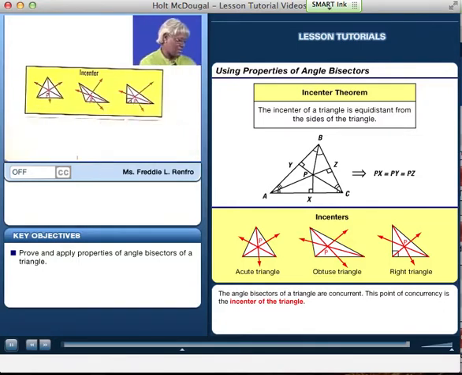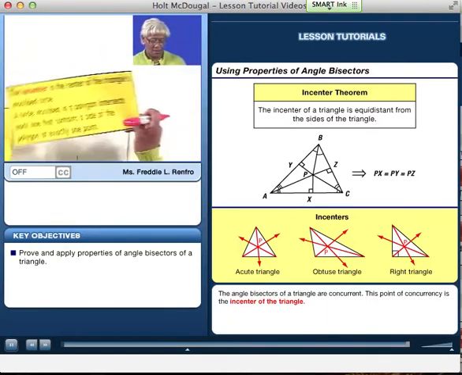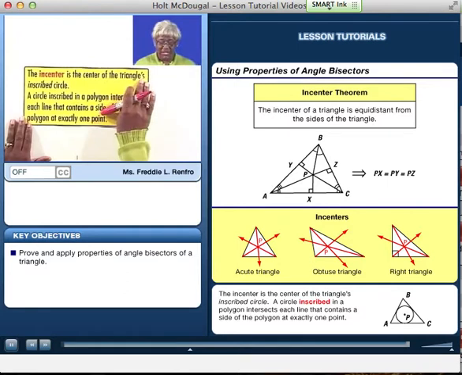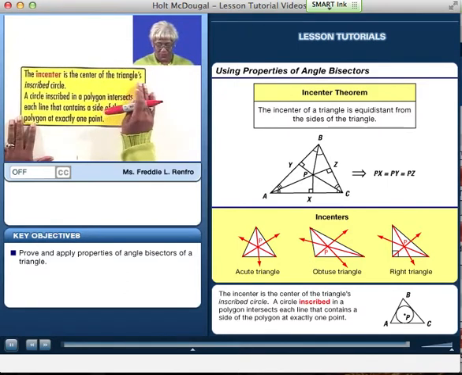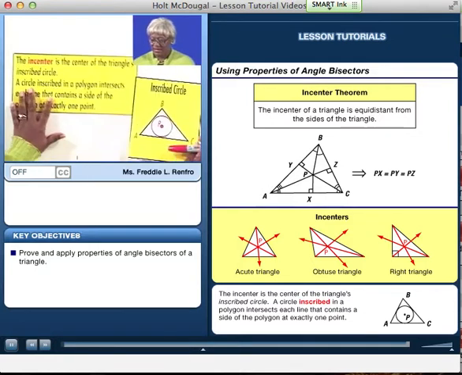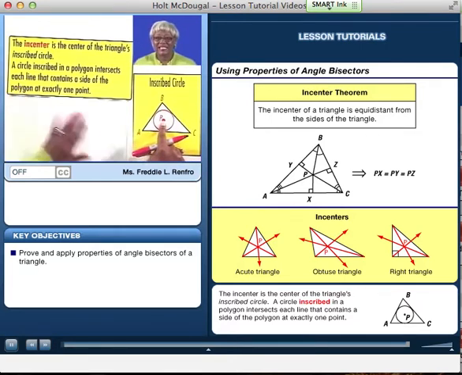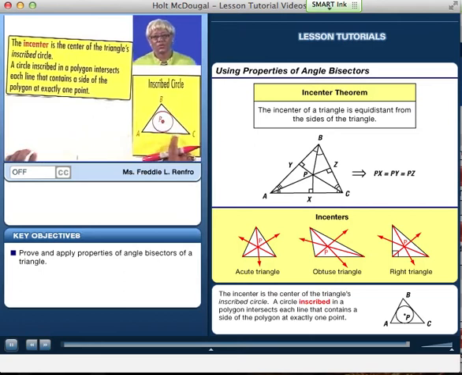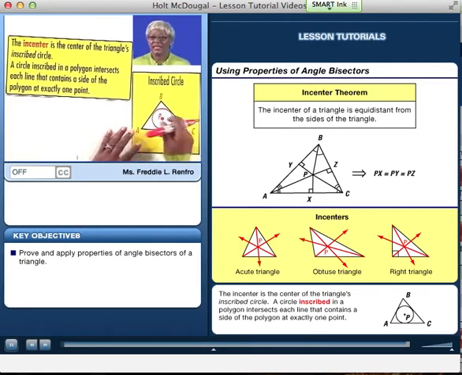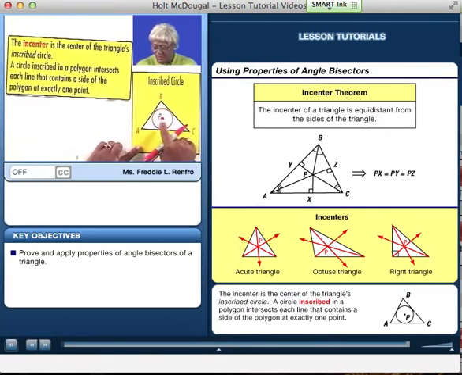Now, there is something really special that I want to share with you about the incenter. The incenter is the center of the triangle's inscribed circle. A circle inscribed in a polygon intersects each line that contains a side of the polygon at exactly one point, like so. Notice this incenter is the center of the inscribed circle. It's sort of like the point of gravity, a center point, a balance point. That's this point, the incenter.